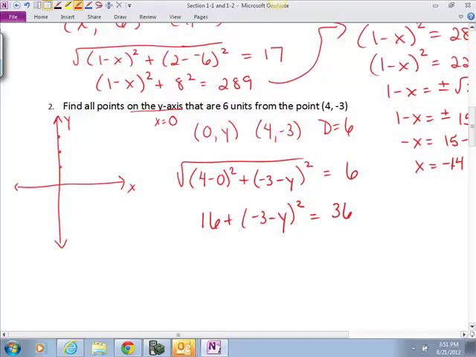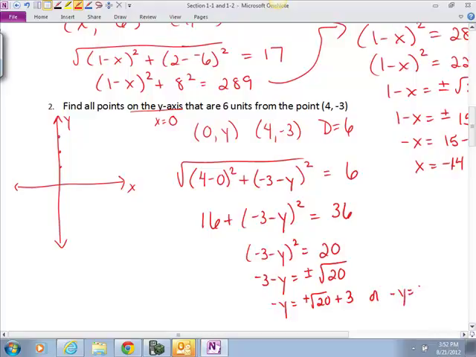So I squared both sides to get rid of the radical, and then I just cleaned up here. Then what I do is move the 16 over, so I have (-3 minus y) squared is equal to 36 minus 16, which is 20. And so then I have -3 minus y is equal to, in order to solve this, I need to get rid of the square, so it's plus or minus the square root of 20. And so this is -y is equal to either positive square root of 20 plus 3, because I'm moving the 3 over, or -y is equal to negative square root of 20 plus 3.